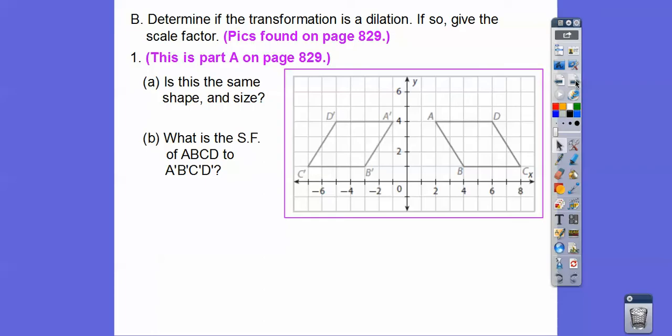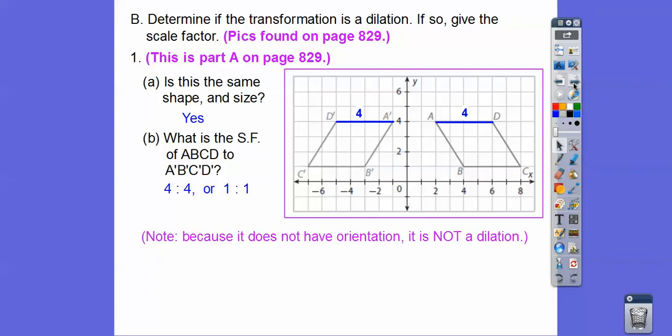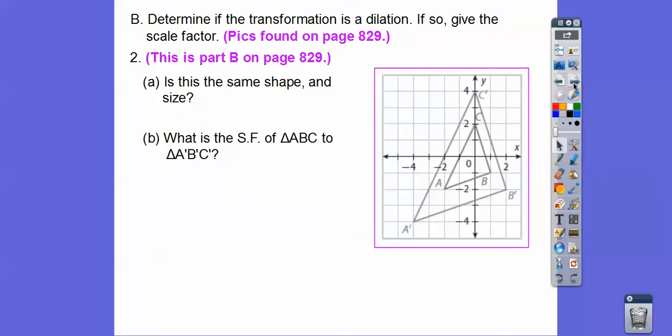Is this the same shape and the same size? It looks like the same shape. It just looks like it's reflected to me. So is it the same shape and same size? I'm going to say yes. So what's the scale factor? We just have to find some lengths. I like these horizontal ones up on top, so it's 4 to 4. Here's AD, here's A prime D prime. So 4 to 4 reduces to 1 to 1. Think of a fraction: 4 over 4 reduces to 1 over 1. Because it doesn't have the right orientation, it's not a dilation. We'll talk more about that in tomorrow's lesson, so don't worry about that right now.